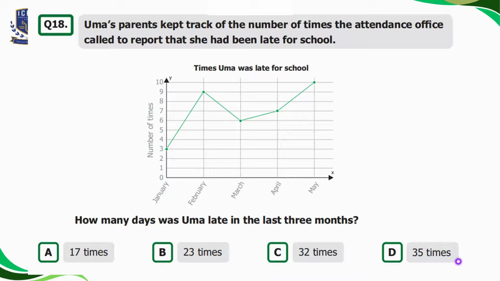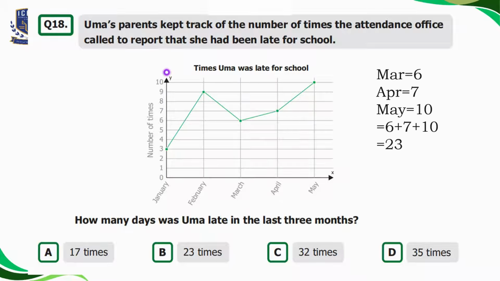So, as they have asked about the last 3 months, we can see that in March she was 6 times late, in April she was 7 times late, and in May she was 10 times late. So, if we add the numbers, the total is 23. So, we can select option B here. She was 23 times late in the last 3 months.